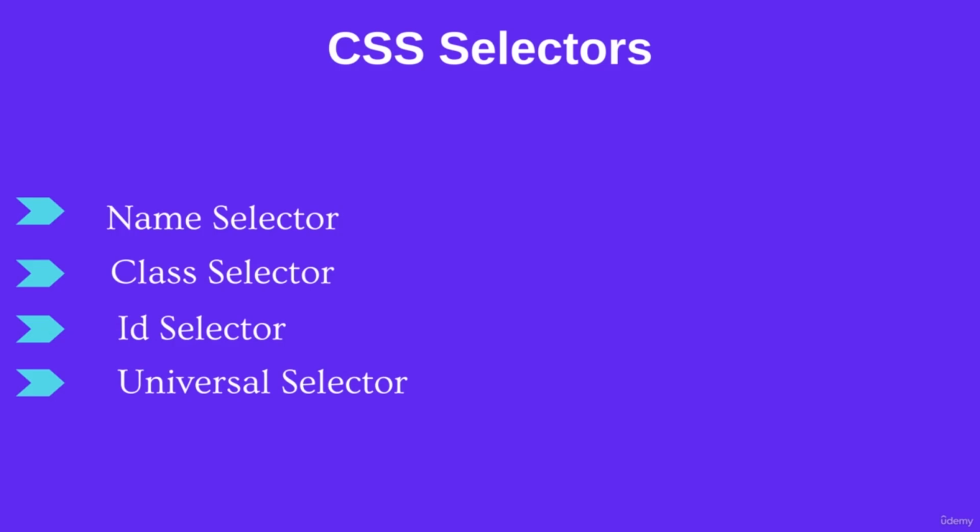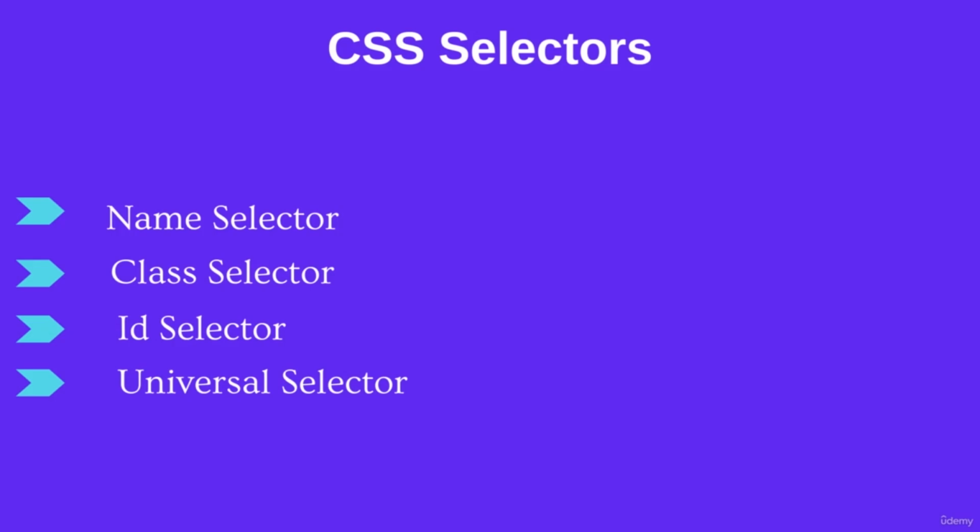The next is the ID selector. ID selector is something where you will put styles which are particularly for a single element, as we cannot have multiple IDs with the same value in the same web page. So if for a particular div or something you want to put a style, you can use the ID selector, and universal selector is something where you will put the style for the complete DOM.